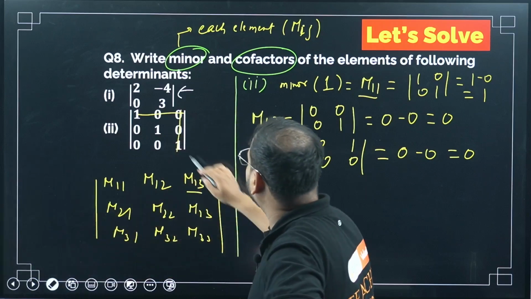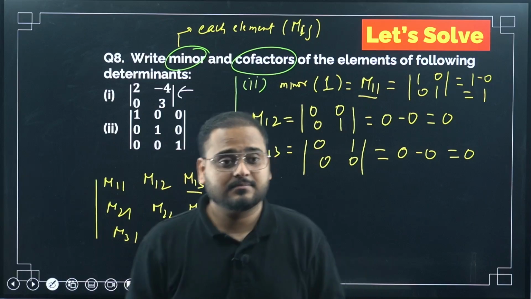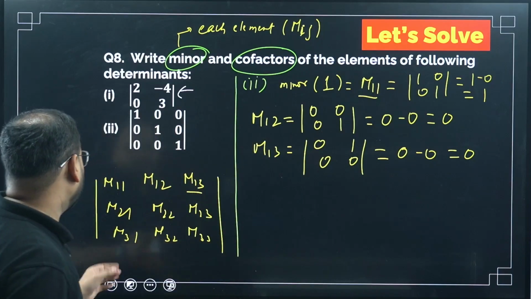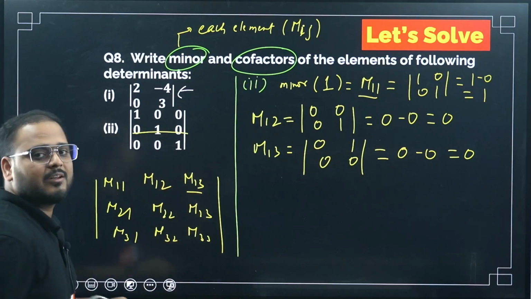Now I'll move to the second row. I have to do this for all the elements. Understand this? I have to do this for all the elements. So I'll do the second row also. The third row I will leave to you.